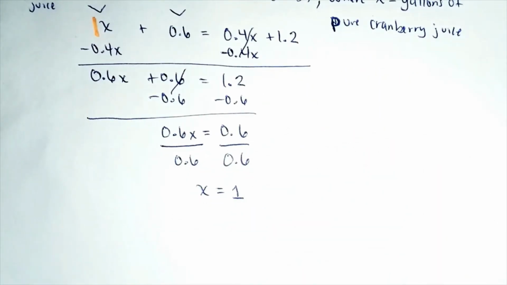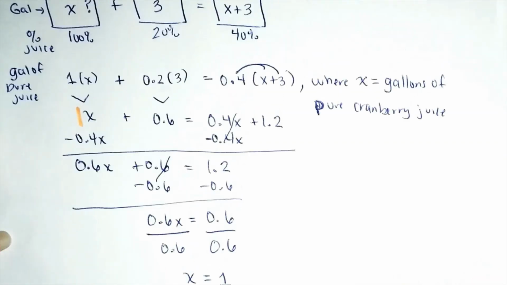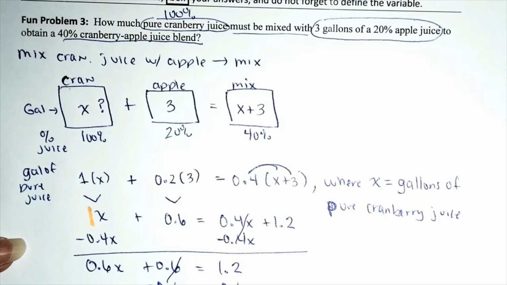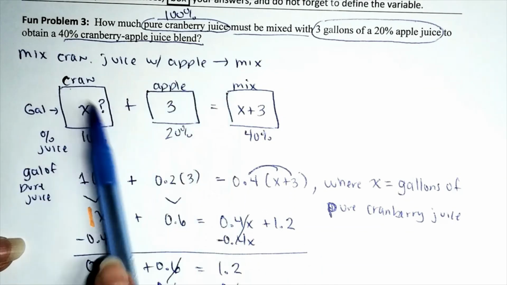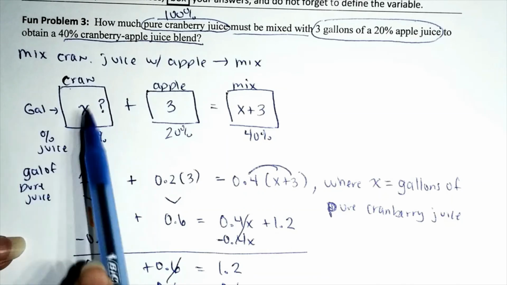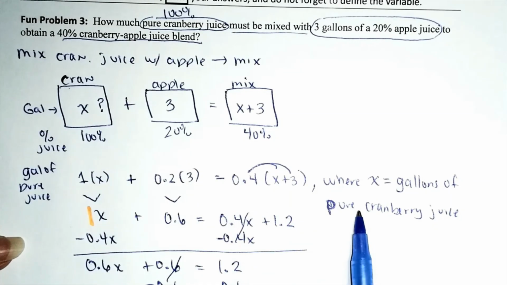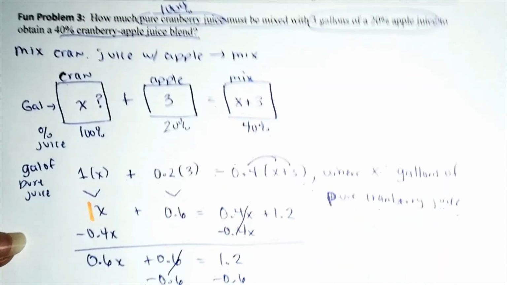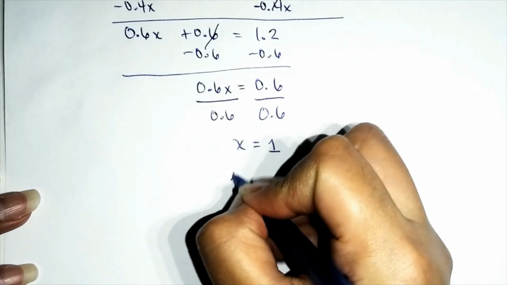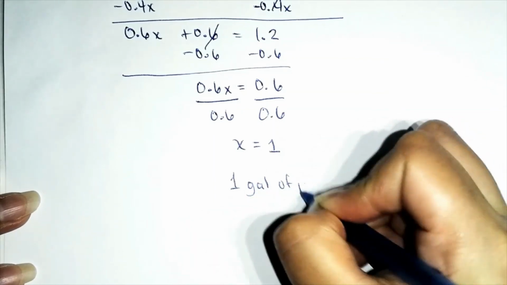Now, when it comes to solving word problems, after I set up the equation, I totally forget what I'm supposed to find because I'm so focused on solving the equation. So now I'm going to read the problem and ask myself, what were we asked to find? So the question is, how much pure cranberry juice? According to our setup and how we defined the variable, we needed x gallons of pure cranberry juice. Since x is 1, then we just need 1 gallon of pure cranberry juice.